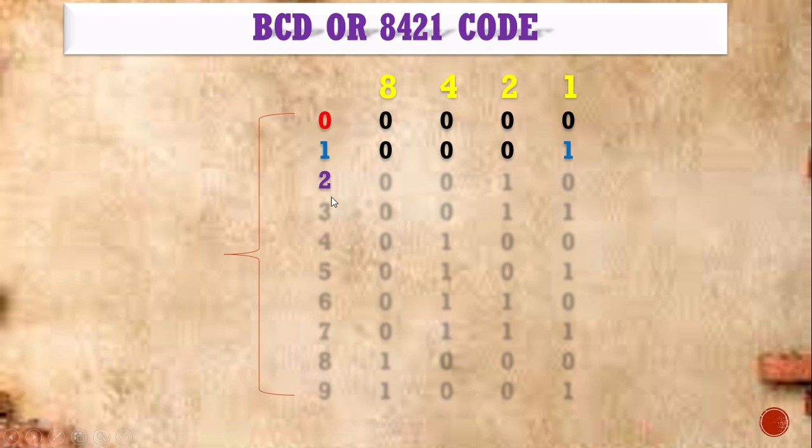Let's see how to represent the value 2 here. In 8421 we have a 2 here. So against the 2 we have to put 1. The remaining will be 0 here.